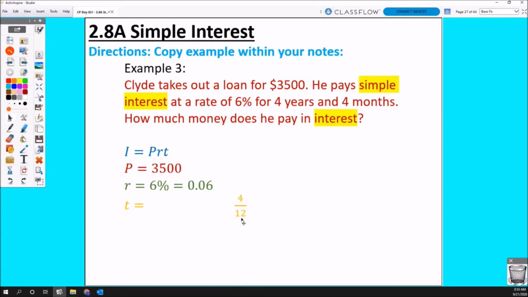So again, I wrote it as a fraction. 4 is the 4 months out of the whole year, which is, again, 12 months within a given year. So once you write it as a fraction, see if you can simplify. So we have 4 over 12. Both of these two numbers can be simplified by dividing by 4. So 4 divided by 4 is 1, and 12 divided by 4 is 3. So it's going to simplify as 1/3.